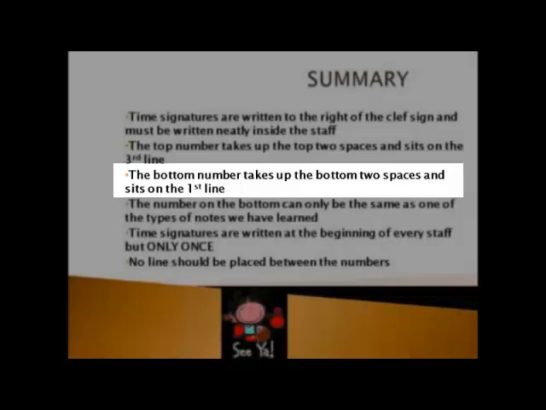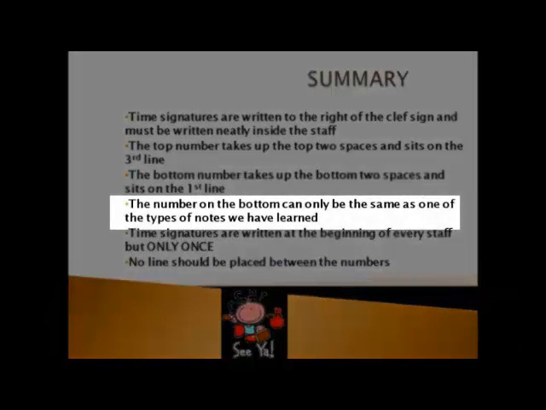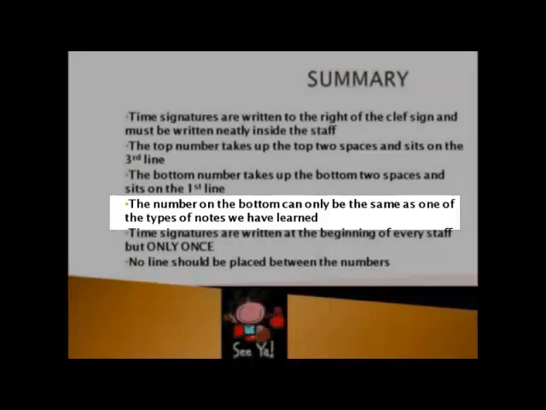The number on the bottom can only be the same as the type of notes that we've learned. So the bottom number can be a 2. That would mean that a half note would get 1 beat. A 4, which would mean a quarter note gets 1 beat. An 8, which would mean an eighth note would get 1 beat. Or even a 1, which would mean a whole note would get 1 beat.